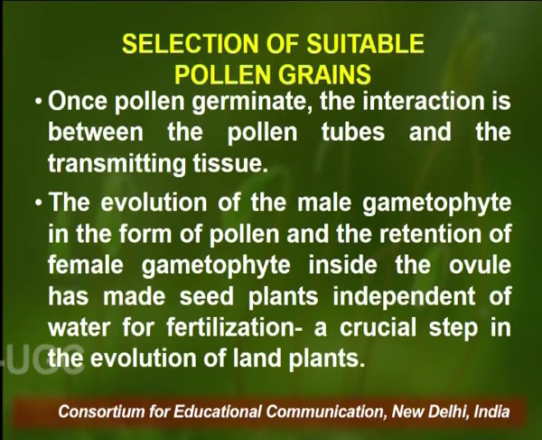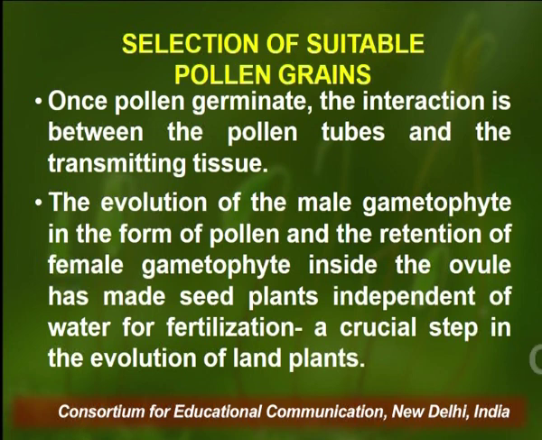Once the pollen grain is able to germinate, the interaction is now between the pollen tube and the transmitting tissue. Transmitting tissue is tissue which is present in the style. So, it is through this tissue that the pollen tube is going to reach the ovule.